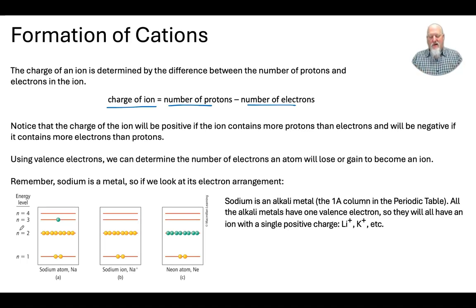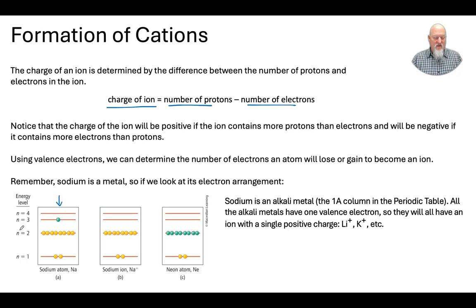Ultimately, what the formation of ions comes down to is valence electrons. Remember, valence electrons are the electrons in the outer energy level of the atom, and those are the ones that are actually going to interact with atoms that come near the atom we're talking about. Those outer electrons, the ones farther from the nucleus, are going to be the ones that interact with atoms that come around. So we want to look at the number of valence electrons an atom has.